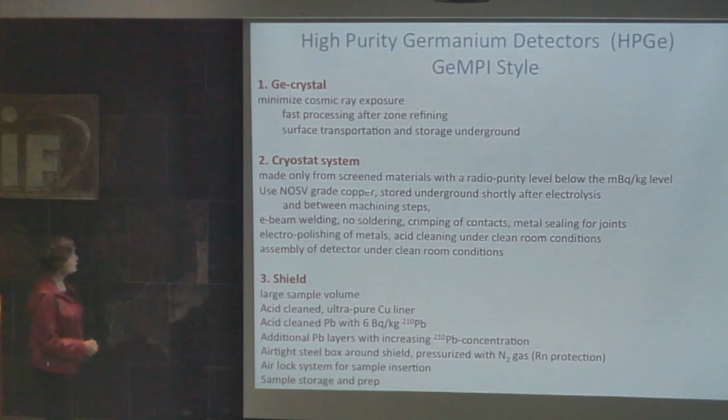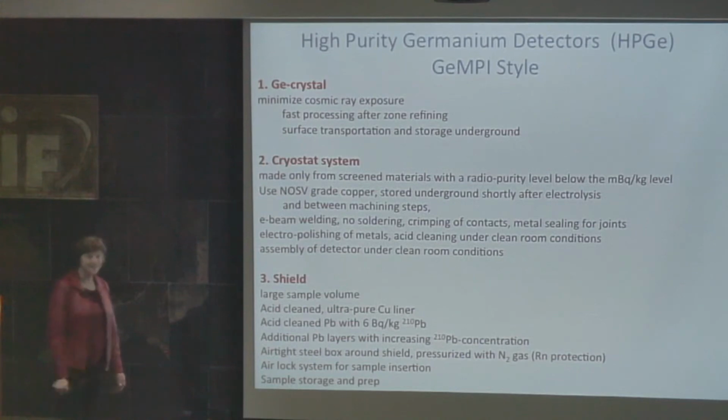The cryostat system also: the detectors are kept at liquid nitrogen temperatures, and you need the cryostat itself to be made from screened materials, and use a high-grade copper that's been stored underground right after electrolysis. You could also make electroformed copper, which is more expensive but better. So be careful. All of these little details matter.